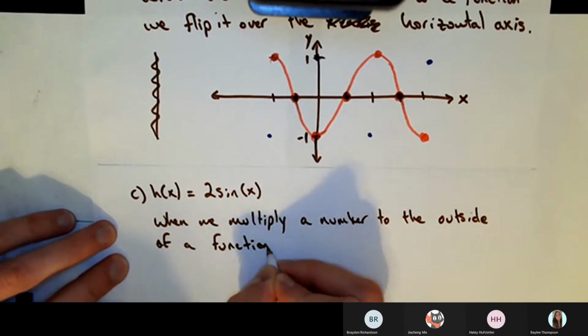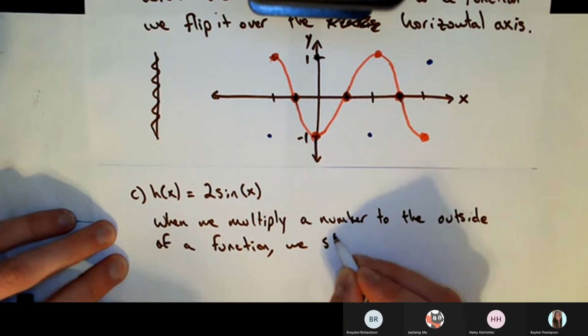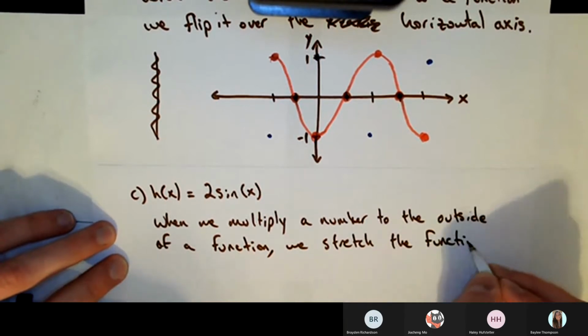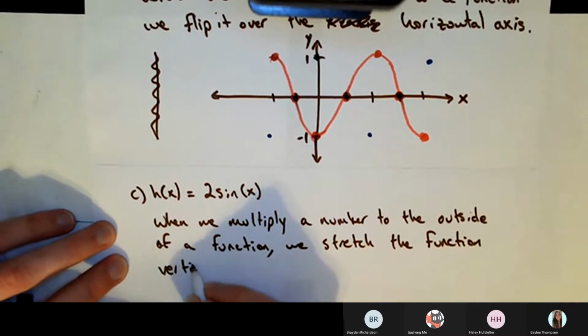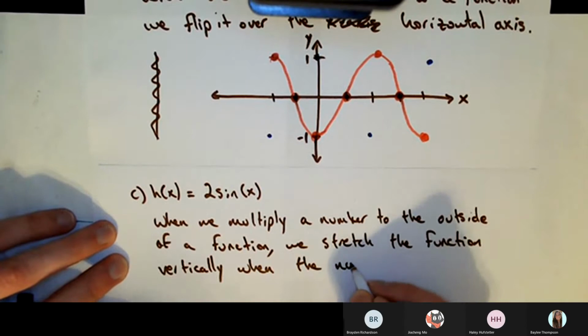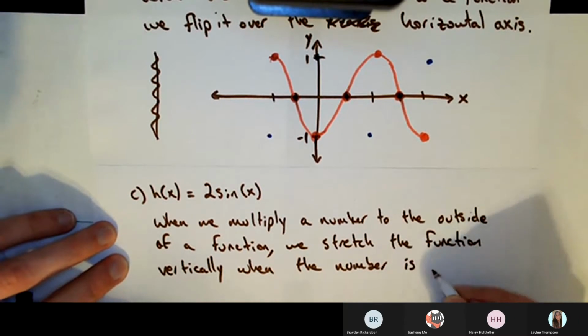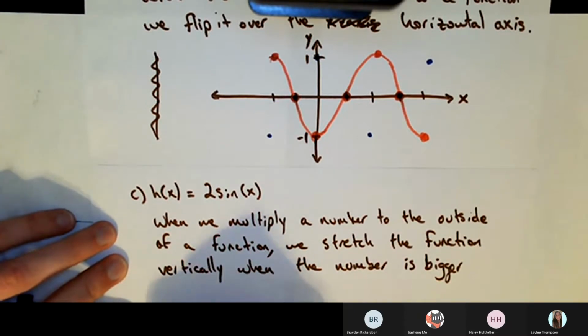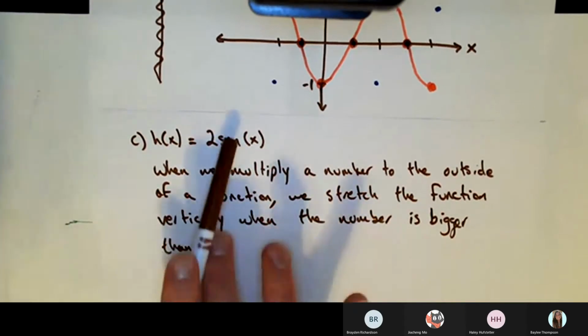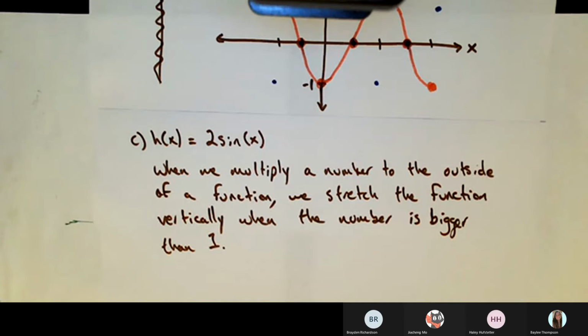When we multiply a number to the outside of the function, we stretch the function vertically when the number is bigger than 1. If we multiply by a fraction smaller than 1, then we're going to shrink the function. We'll look at one of those two separately. In this case, the number we're multiplying to the outside of our function is bigger than 1, so this is going to be a vertically stretched graph.